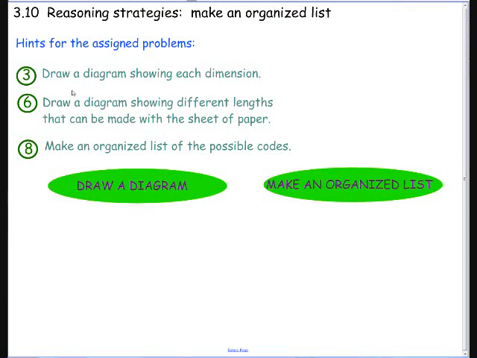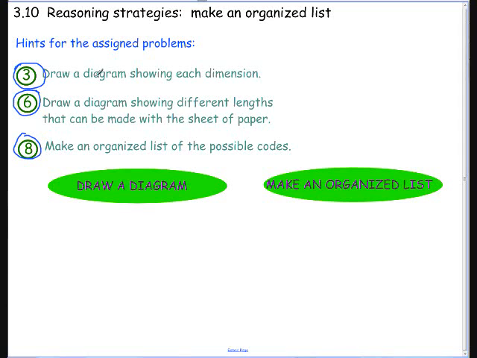Hints for the assigned problems. Draw a diagram showing dimensions. Okay, these are the problems that you have to do for homework, so you might want to take a moment to write these down. So this is for number 3, this one's for number 6, and this one's for number 8. Maybe it would help if I read them. Go ahead and write this down.